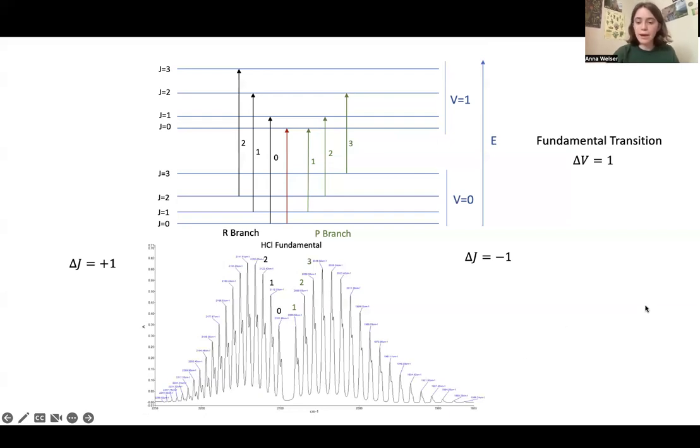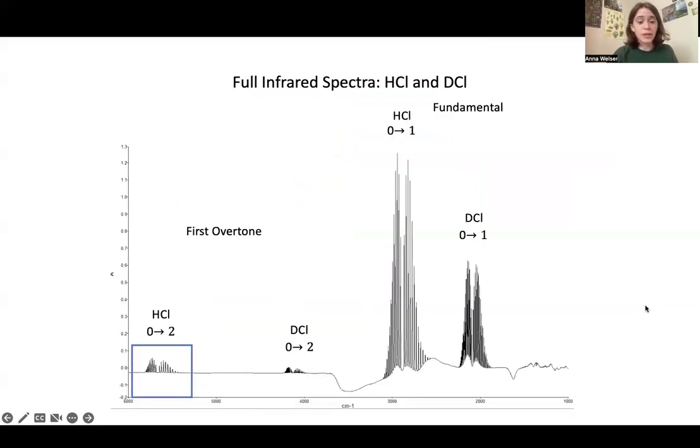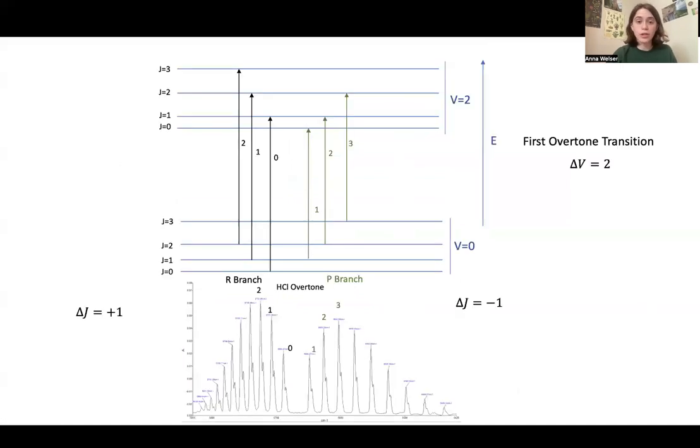So let's zoom back out for a moment and then focus on an overtone transition. Overtone transitions have the same R and P branch relationships, but instead of going to the first vibrational energy level, they're going to the second. These transitions are actually prohibited in harmonic models, and they're only made weakly possible because of anharmonicity. That's why we see such a smaller population.